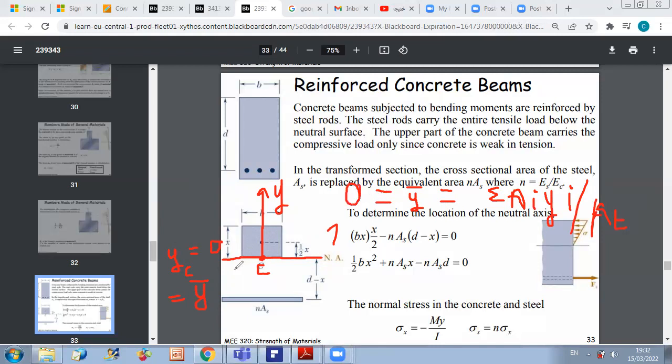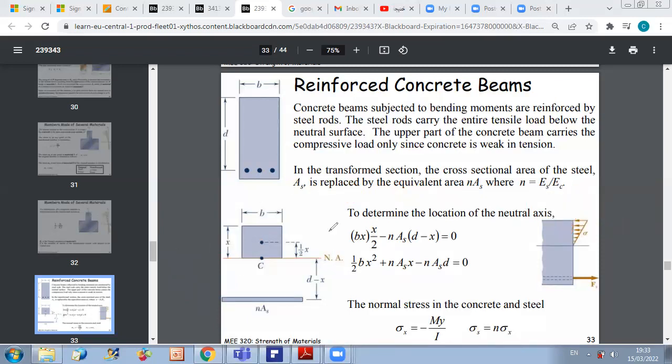And we want to find the x value, which is the level at which the neutral axis is below the top of the beam, in order to determine the position of the neutral axis. Because the challenge here is that I don't know x. Okay, so I don't know where my neutral axis is. I want to find it. I want to find the location of my neutral axis.